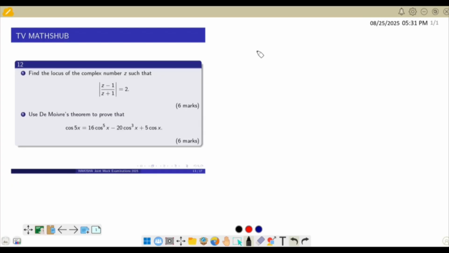In today's session, we shall be talking about question number 12 for Wakisha joint mock. It says, find the locus of the complex number z such that the magnitude of (z minus 1) over (z plus 1) is equal to 2. So we shall look at the solution.